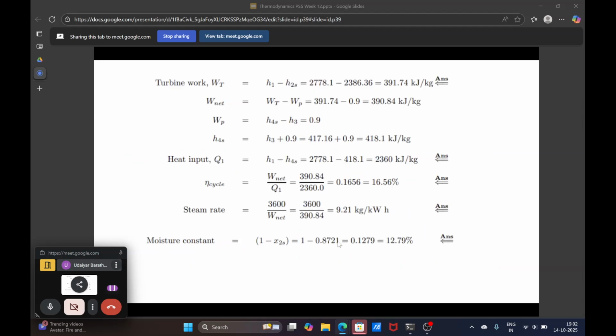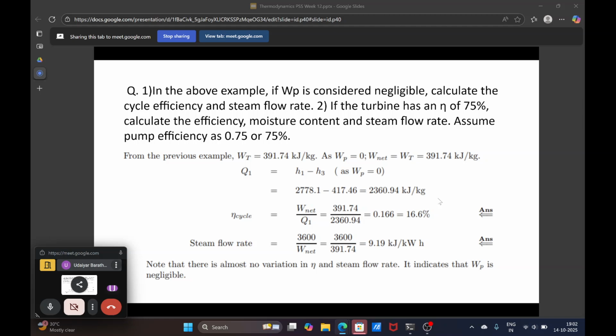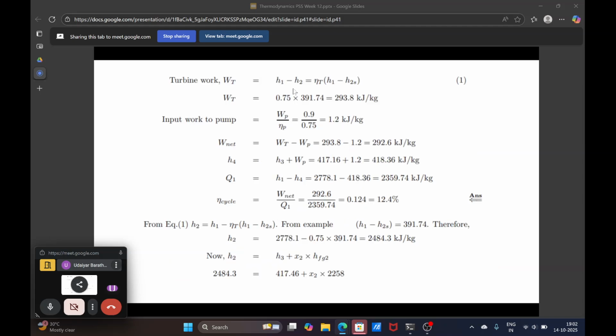So the second part of the question is what is important. So here, we assume the turbine efficiency is 75% and the pump efficiency is 75%. In this case the turbine efficiency is your actual work divided by the isentropic work. What we found out previously is the isentropic work. So the actual work will be the efficiency times the isentropic work, which is 0.75 times the work done in the previous problem. So 0.75 into 391.74. That gives you the turbine work to be 293.8 kilojoule per kg.